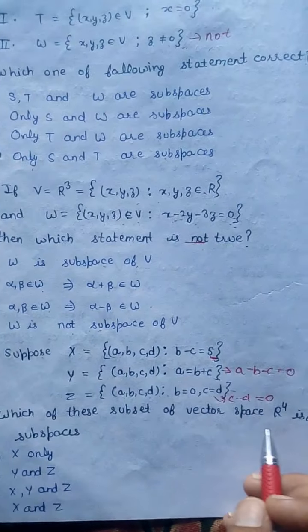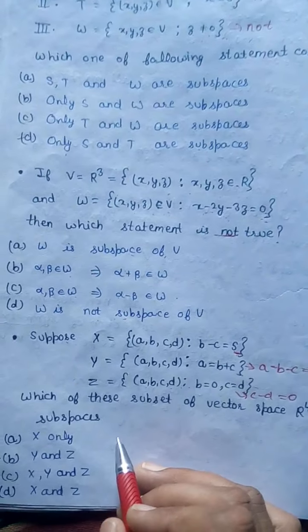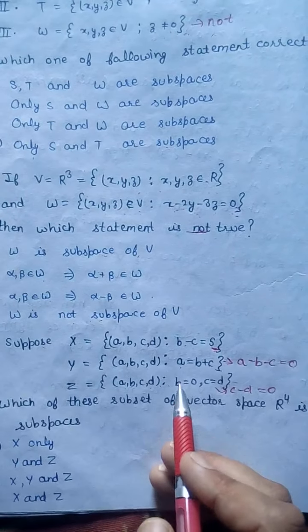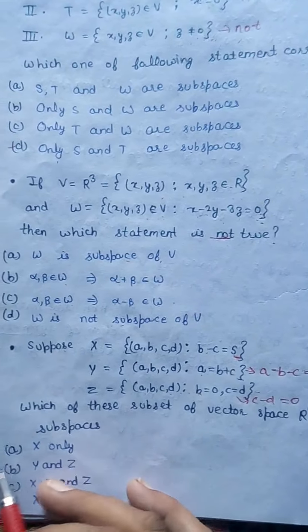Which of these subsets of vector space R4 is a subspace? So first, X is not a subspace, and Y and Z are subspaces. So option B is the correct answer.